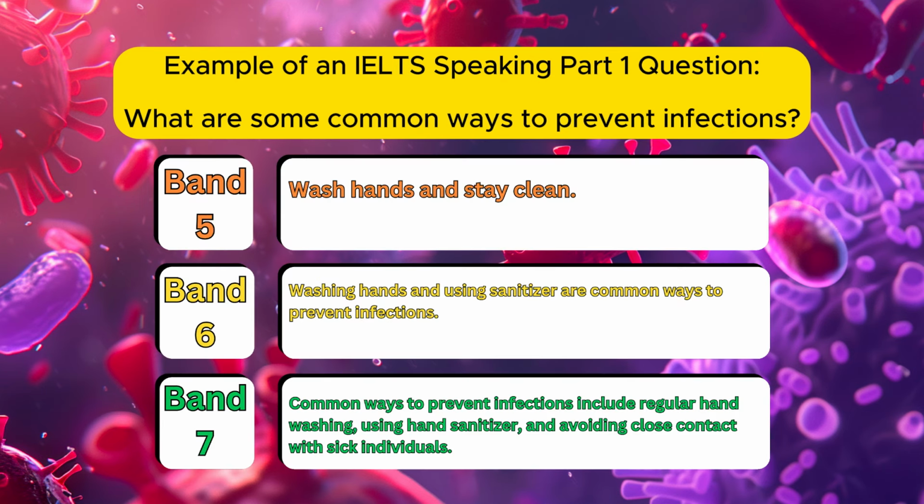Band 5. Wash hands and stay clean. Band 6. Washing hands and using sanitizer are common ways to prevent infections. Band 7. Common ways to prevent infections include regular hand washing, using hand sanitizer, and avoiding close contact with sick individuals.